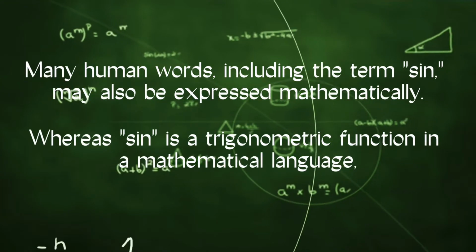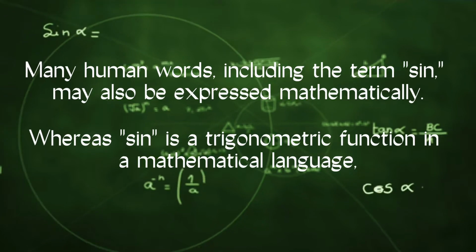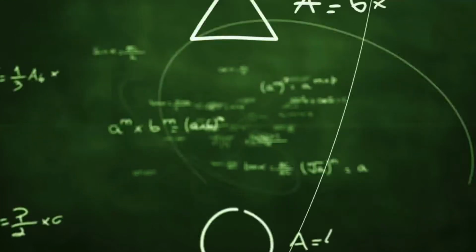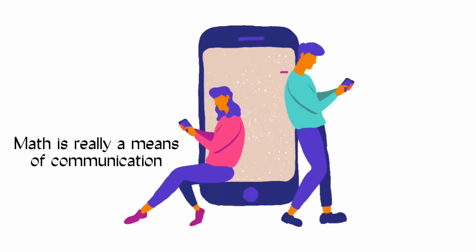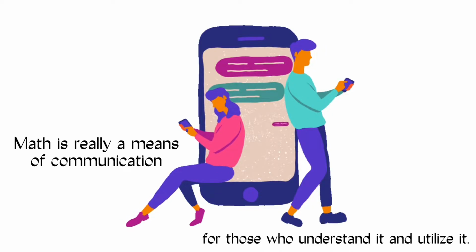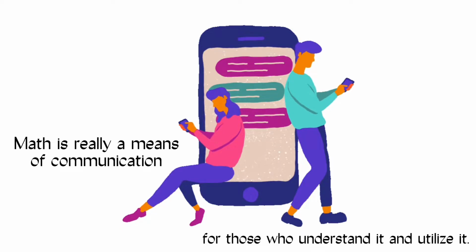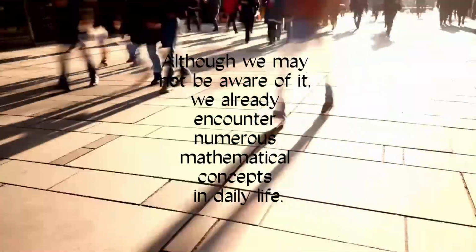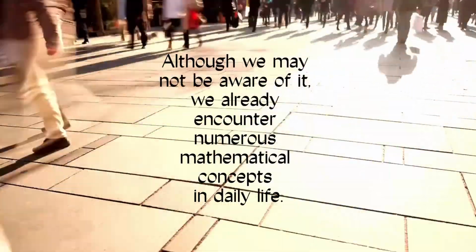Next thing we learned is that many human words, including the term sin, may also be expressed mathematically. Whereas sin is a trigonometric function in a mathematical language, it is a habit in a human language. So, math is really a means of communication for those who understand it and utilize it. If individuals understand more about mathematics, they can also convert the several symbols mathematics has into words.